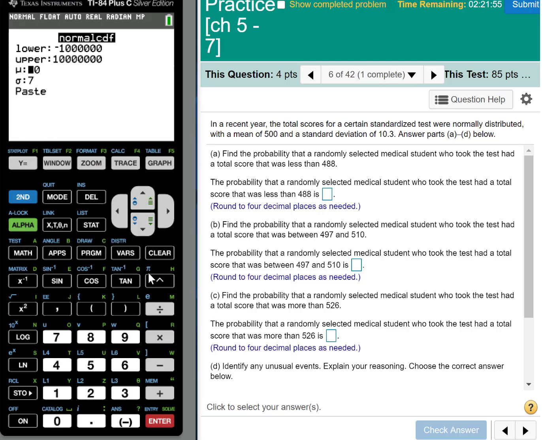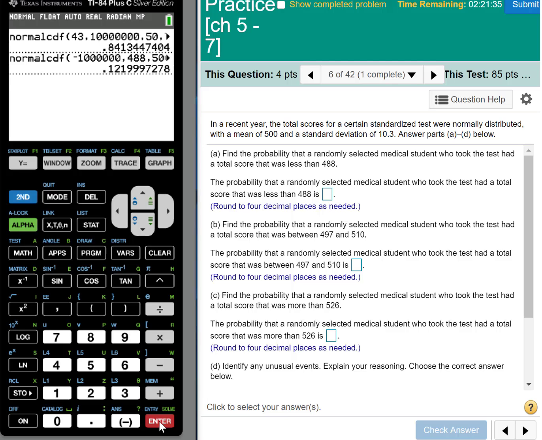Enter. Oops, I have to go up. Your upper will be 488. Your mean is given in the problem to be 500. And your standard deviation is 10.3. Press enter, you get the answer. B, what's the probability that randomly selected medical students who took the test had a total score between 497 and 510? Between is easy. The first one is a lower bound and the second value is the upper bound.